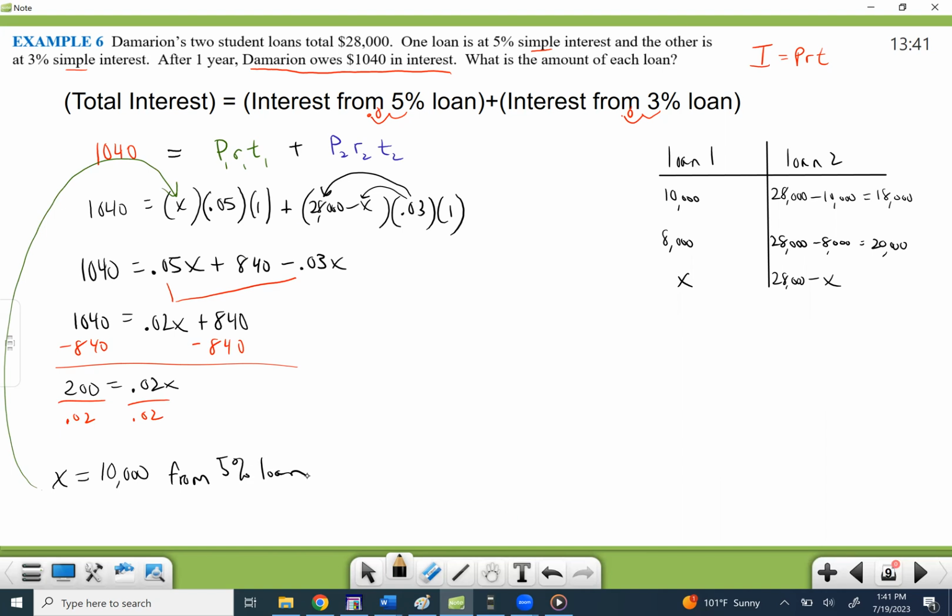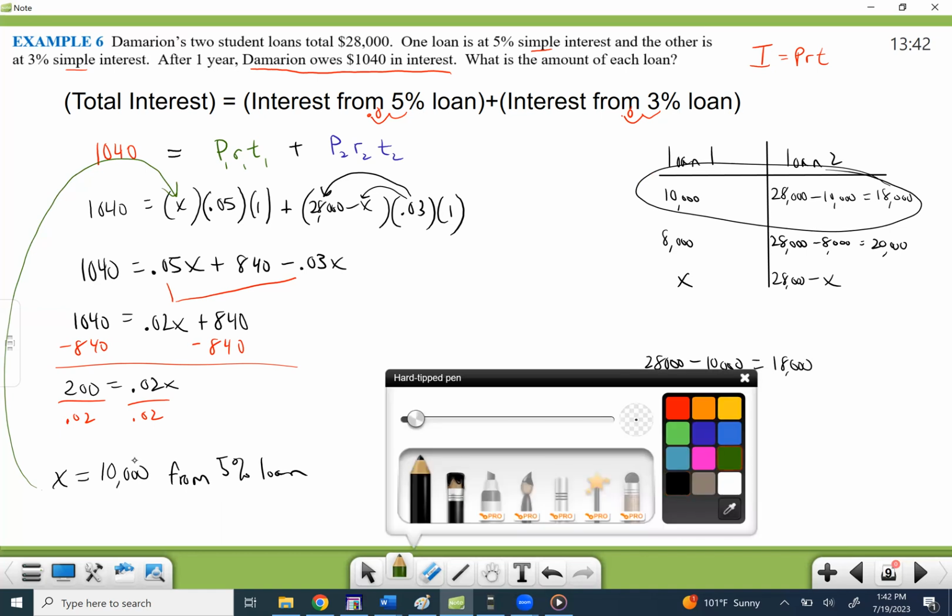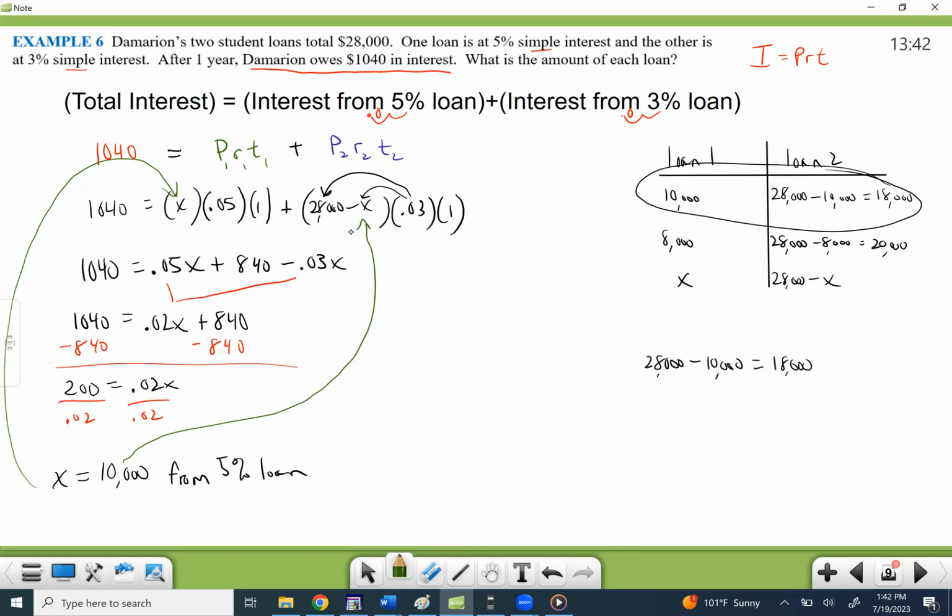All right, now to figure out the other one, well, we already did the math, it looks like. I mean, we did it right here. So 28,000 minus 10,000 means that we have 18,000. Basically you're just taking this X and substituting it in right here to find out the principal from the second loan. So let's write that down. 18,000 from the 3% loan. And they better add up to 28,000, you guys, because that's how much you borrowed total. And they do add up to 28,000.